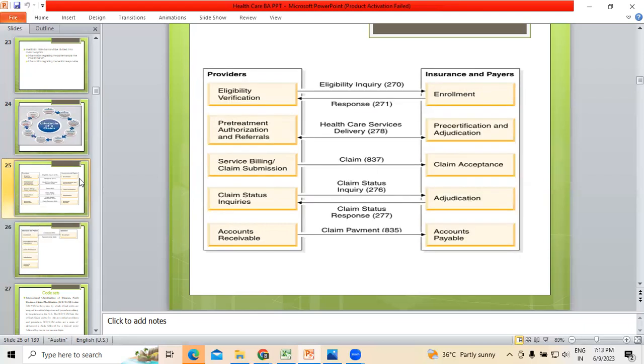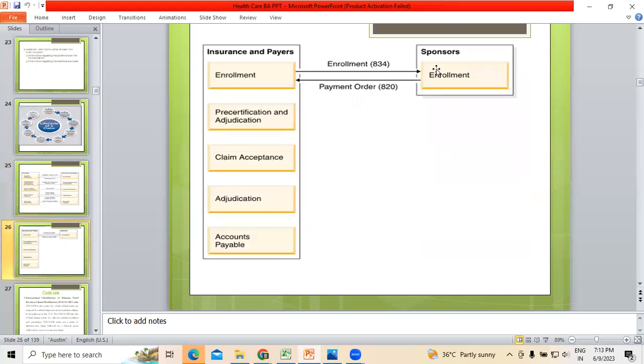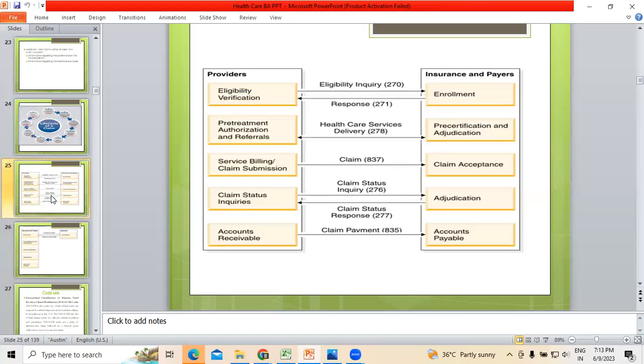Now, provider. When you talk about eligibility verification, a person has gone to the hospital or the healthcare provider. First of all, enrollment. But I'm talking about the eligibility inquiry, not the enrollment process. When you talk about eligibility inquiry, the kind of code number we use is 270. Please make a note. Now, against the inquiry that was made, whatever response was given comes under 271.